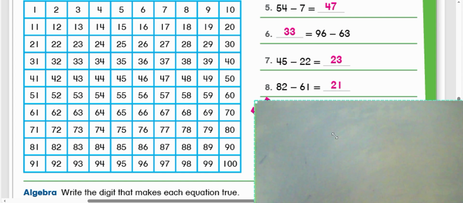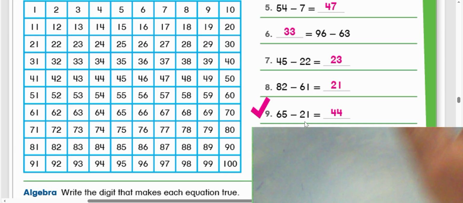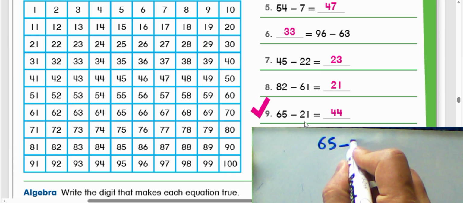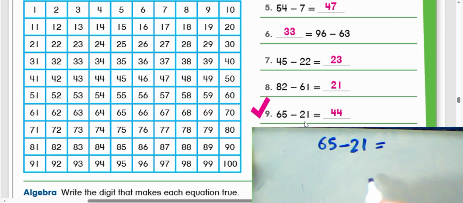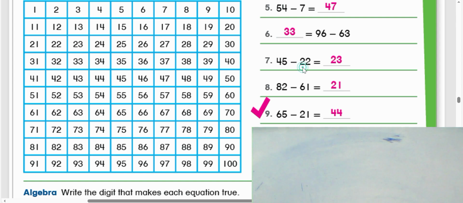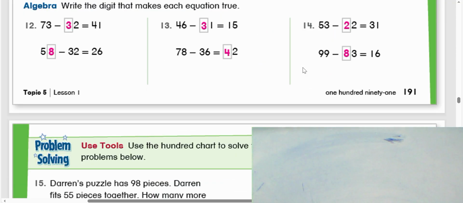Next question. 65 subtract by 22. We can start at 65 and go up by 2 steps. 65, where is 65? 65 here. Go up 2 steps, up 1, 2, and left hand side 2 steps, and the answer will be 43. Okay, you can complete the answer by yourself. The method. Next question.